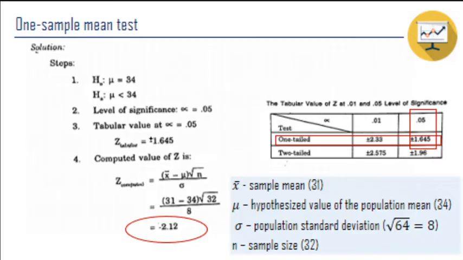1.645. Now, we can determine the z computed by applying the formula: 31, which is the sample mean, minus 34, which is the hypothesized value of the population mean, times square root of 32, which is the sample size, all over 8, which is the population standard deviation. So the z computed is negative 2.12.